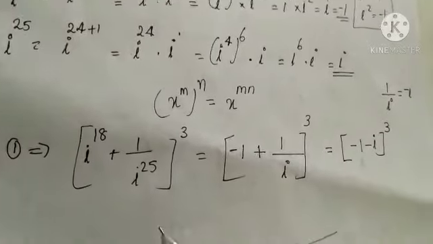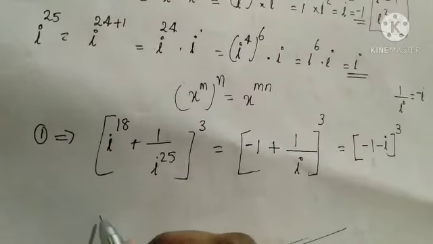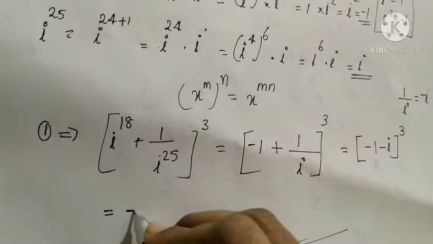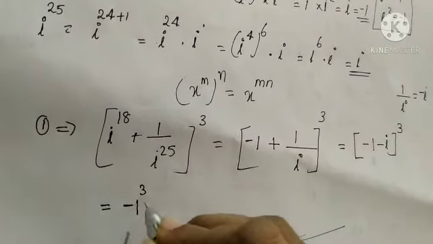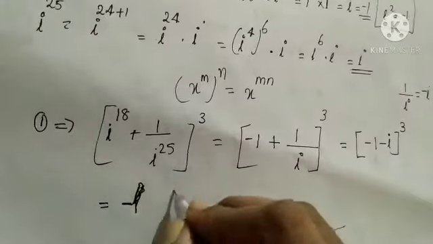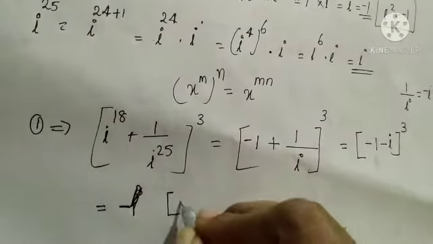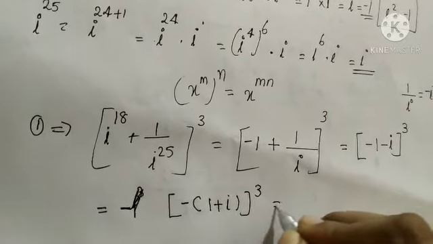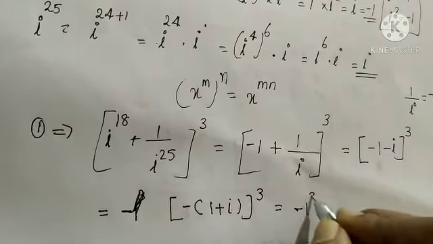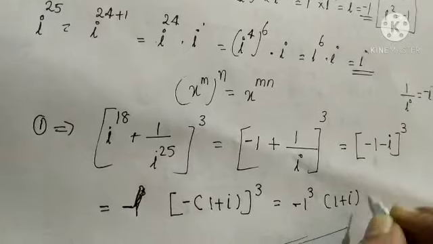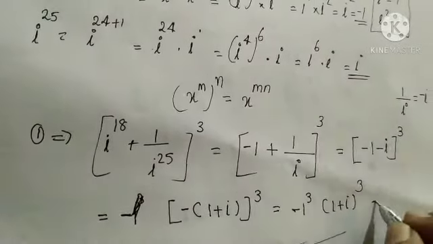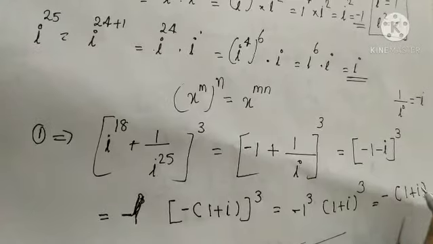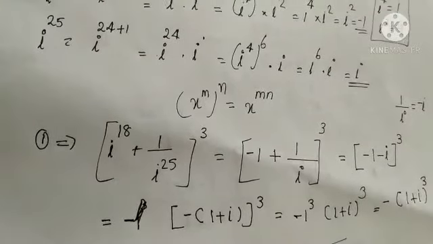So next this will be further equal to, taking this minus outside, minus of 1 plus i whole cube. This can also be written as minus 1 cube into 1 plus i whole cube. Minus 1 cube is minus 1, and next we need to find out the value of 1 plus i whole cube.